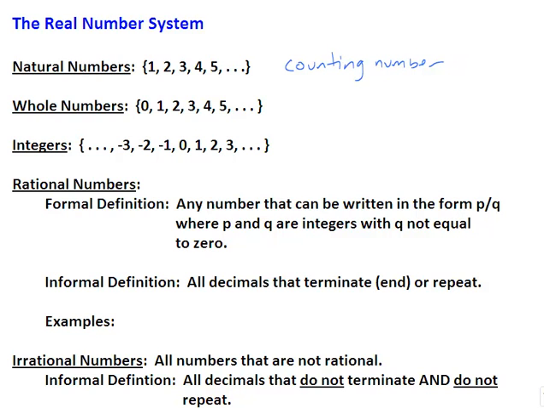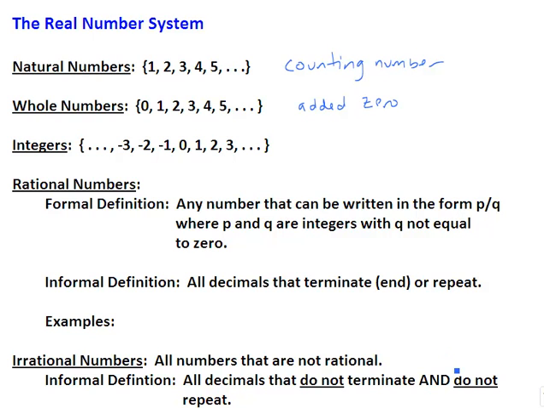The next largest set of numbers is the whole numbers. The whole numbers contain all of the natural numbers. The only thing we've done is we've added 0. So 0, 1, 2, 3, 4, 5, and so on. What's missing now are the negatives. So the integers is the next largest set of numbers, and it contains all the positives, all the negatives, and 0.